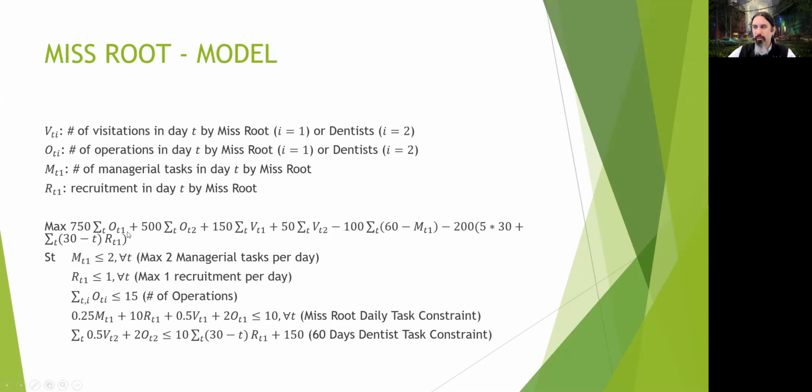All right, just go back and use them now. This is for Miss Ruth. As you can see, this is 750 times operation by Miss Ruth, 500 times operation by the dentist. All right, no problems over here yet. 150 times visitations by Miss Ruth, and 50 times visitations by the dentist. These are our profits. Perfect.